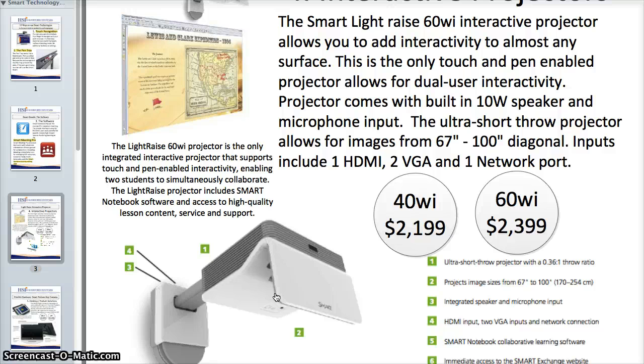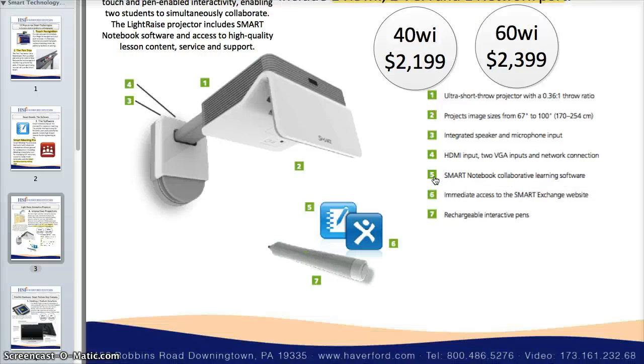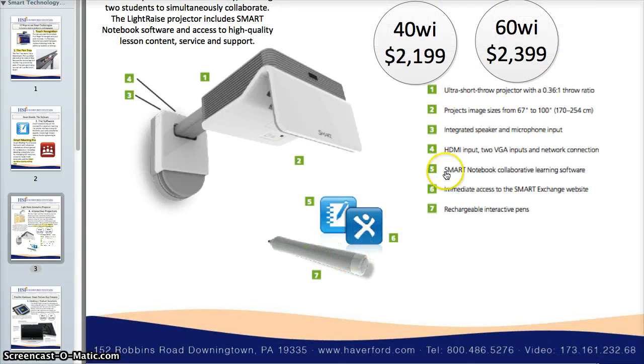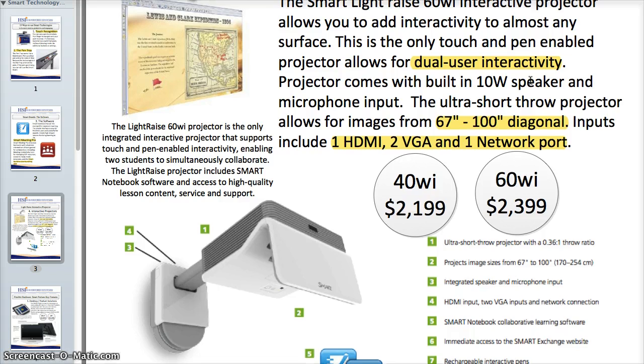The projector comes with a built-in speaker. It's an ultra short throw projector. It can do image sizes between 67 and 100 inches. And it has an HDMI, 2 VGA, and 1 network port for inputs. The standard pricing for education is $23.99, and $21.99 for the 40WI, which is the last version. It does use a pen, but it is obviously the first and only dual user interactive projector.